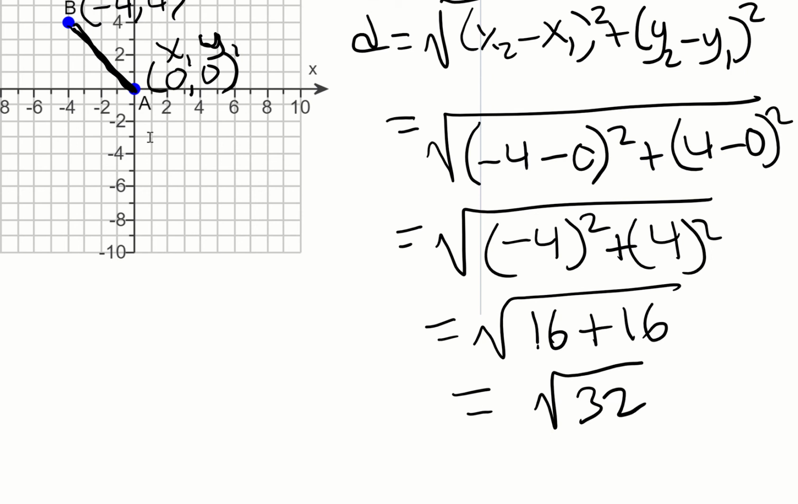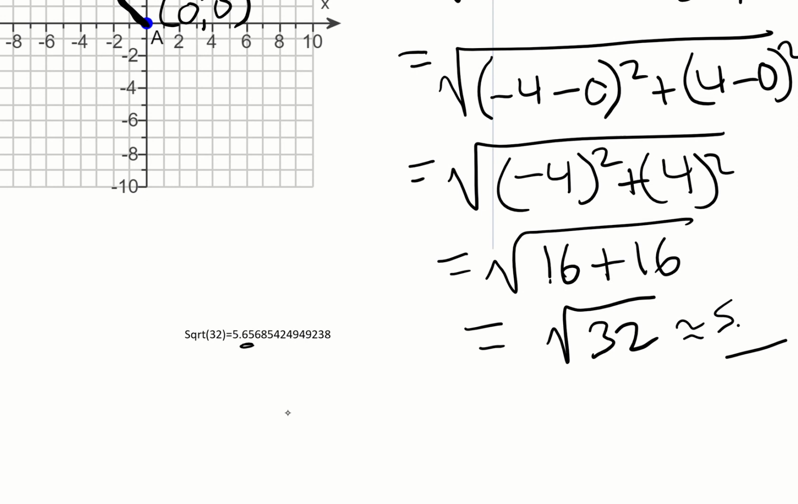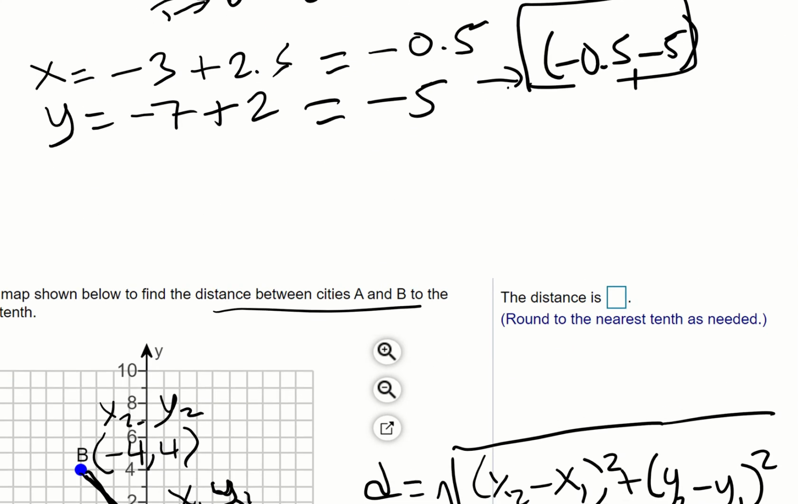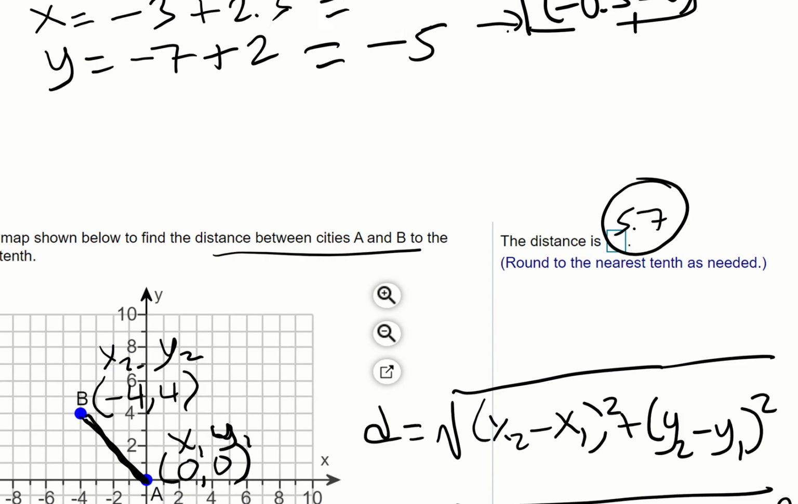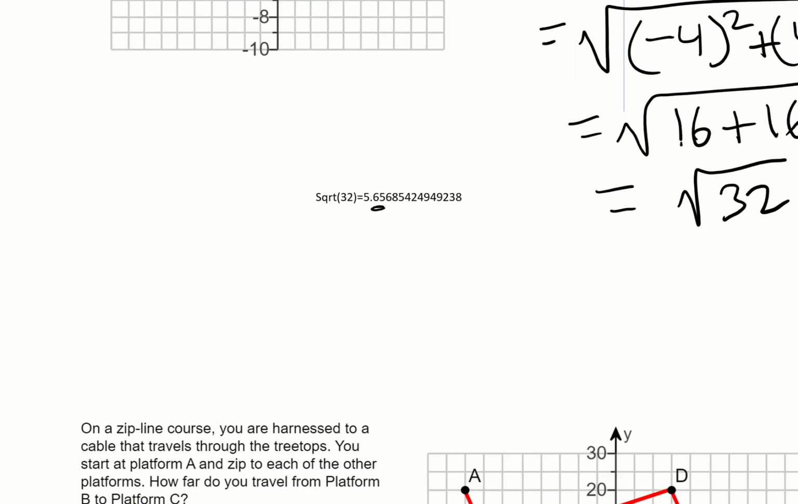We're going to do that on the calculator. So the square root, so I just did it on this calculator here. But if you did it on the calculator, you type that in, you're going to get 5.66. And they want it to the nearest 10th, right? So that means we're going to round this up to 5.7 for my final answer. So it's 5.7 miles or units, whatever, from A to B in this example.